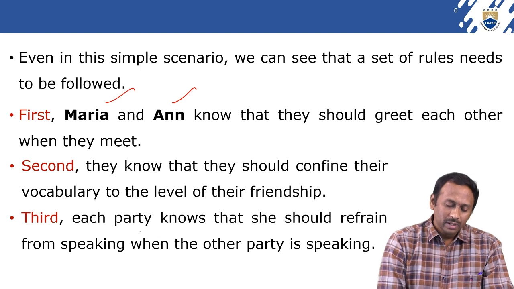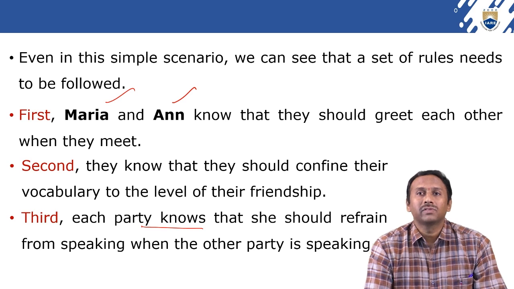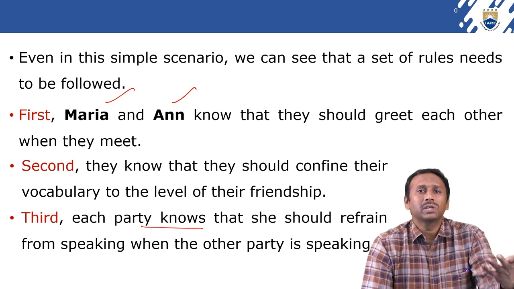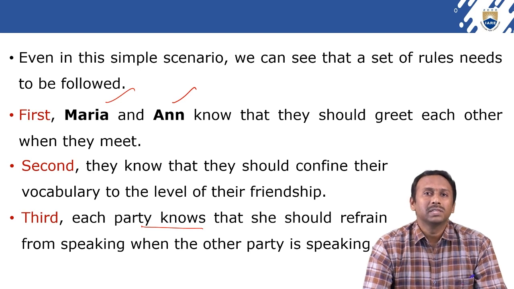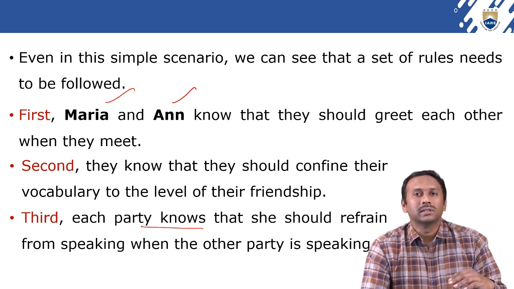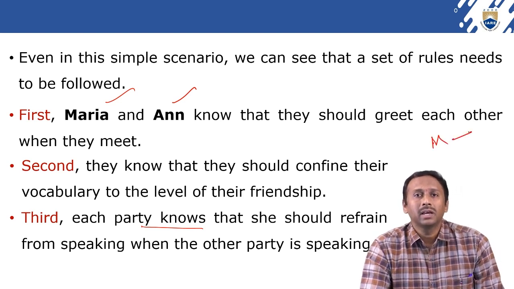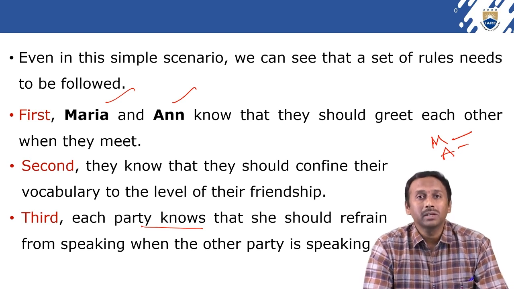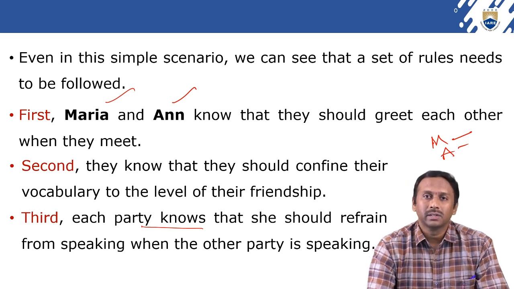And the third one is that each party knows that she should refrain from speaking when the other party is speaking. That means we have to give time when other people are going to say something, and till then we need to listen. When Maria is speaking, Anne has to listen to what Maria is going to say. And when Anne is going to say something, Maria has to listen to Anne's ideas, isn't it?